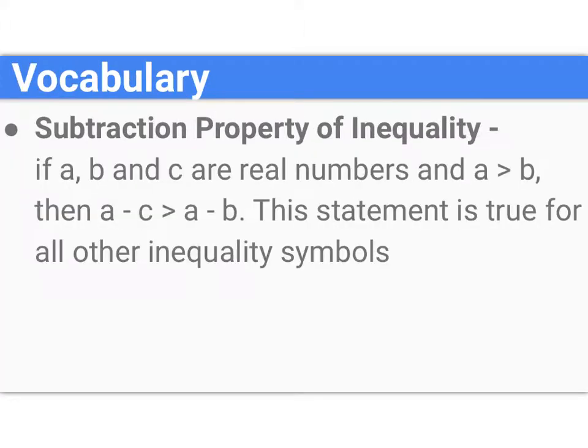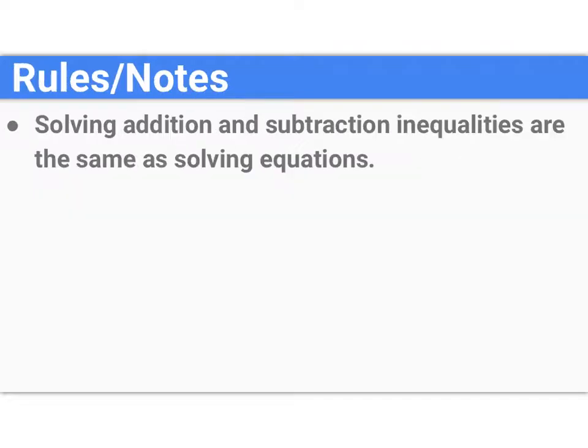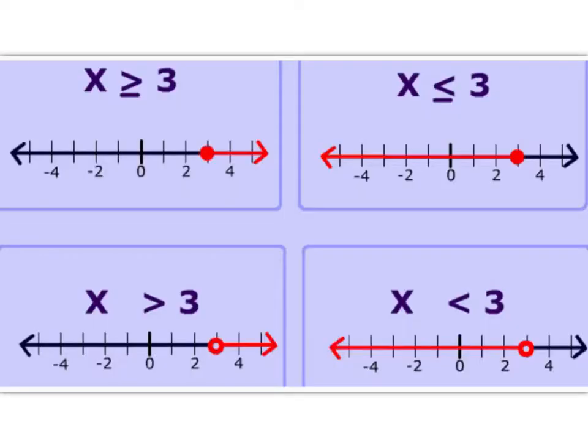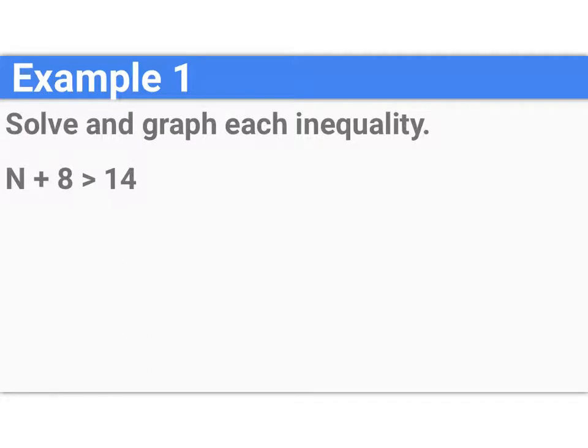Now here's our objective, our vocabulary, our rules and notes. Again, the solution sets, this is what they look like. Any variable or any comparison that is underlined gets a closed circle. That means it includes the number. Anything that is not underlined gets an open circle, which means it does not include the number.